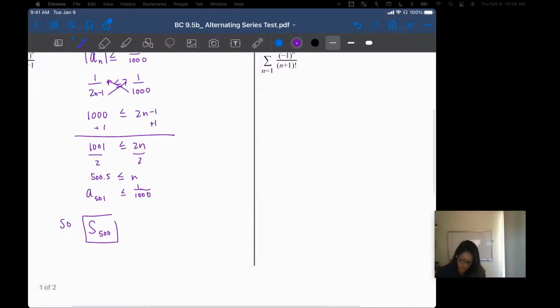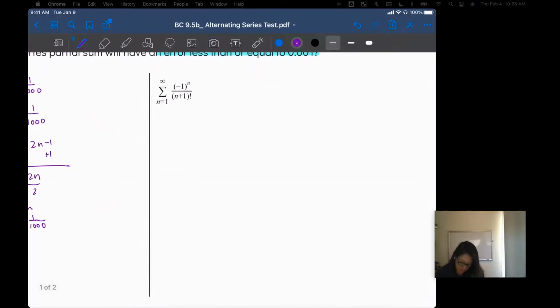Okay, we're going to do the next one. Same deal. We have an alternating series. The -1 to the n says that the signs are going to switch back and forth. So we need to take the absolute value of a sub n and make that less than or equal to 1 over 1,000. So I have 1 over n plus 1 factorial is less than or equal to 1 over 1,000. I'm just going to expand this because it is not going to take very long to get to my error of 1 over 1,000.